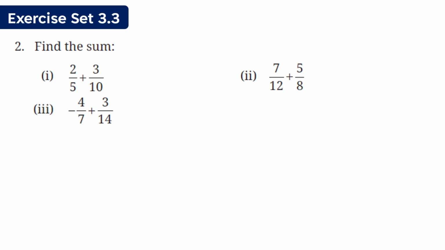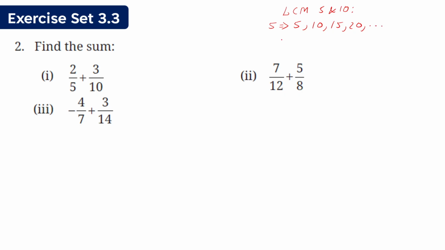What is the first requirement for adding and subtracting fractions? The denominators must be the same. So in the first question, the denominators are different. We have 5 and 10. So we have to find out the least common multiple of both of these values, LCM of 5 and 10. So there are many ways to find out the LCM. The easiest of all is listing down the multiples of 5 and 10 and then picking the least and the common multiple. So write down the multiples of 5. 5 times 1 is 5, 5 times 2 is 10, 5 times 3 is 15, 5 times 4 is 20, and so on.